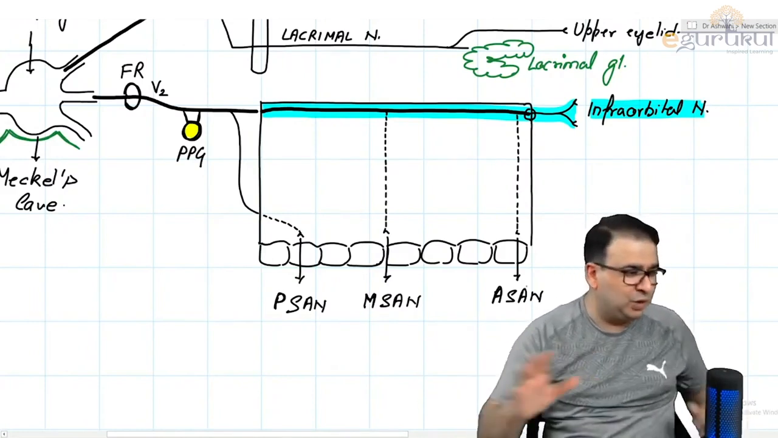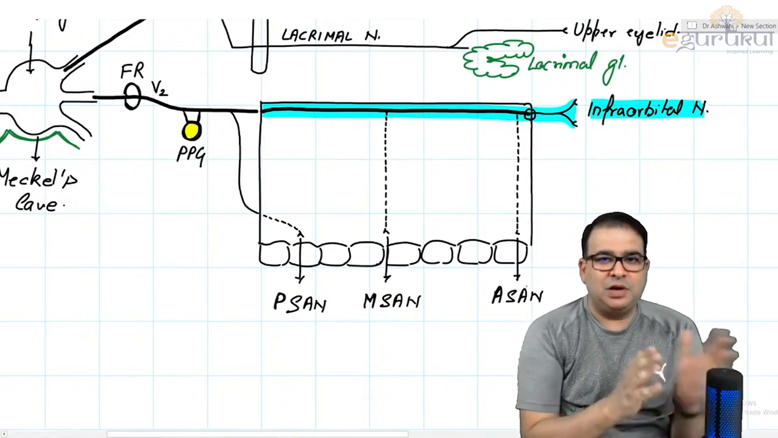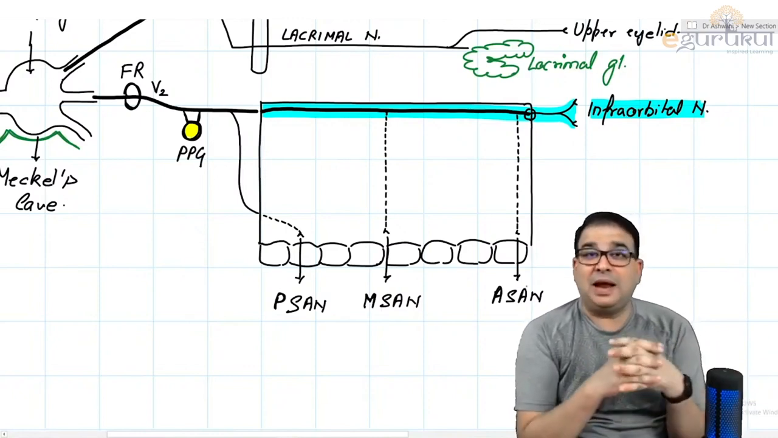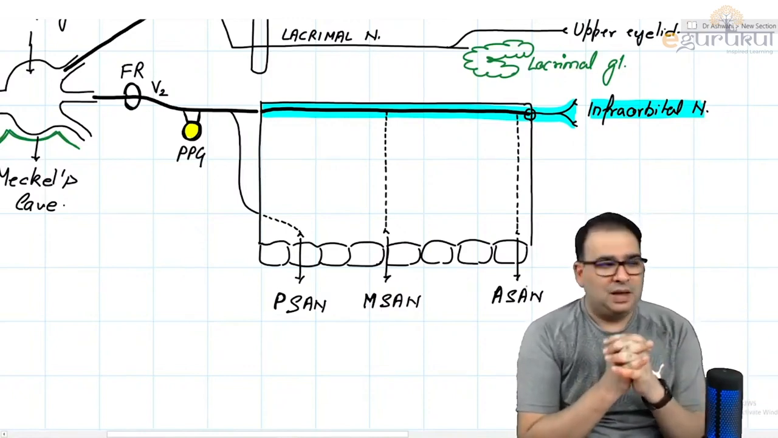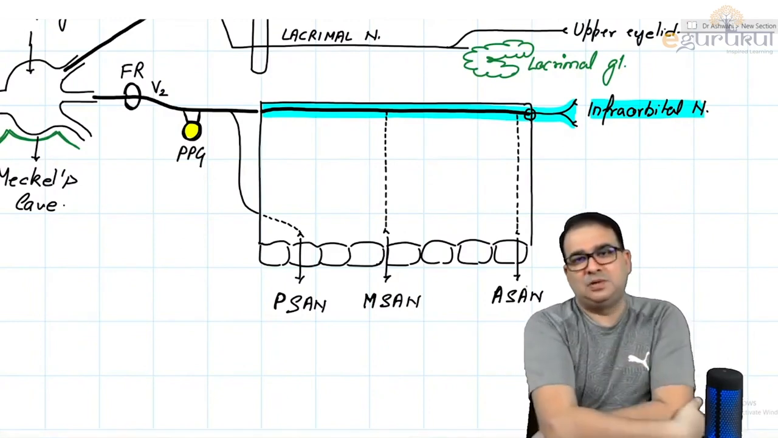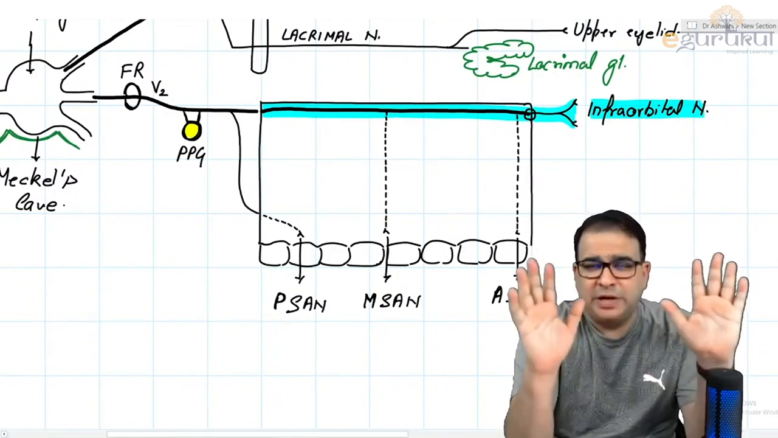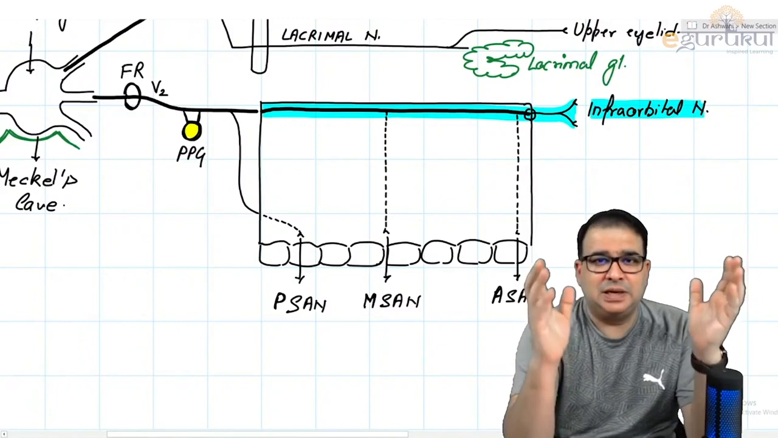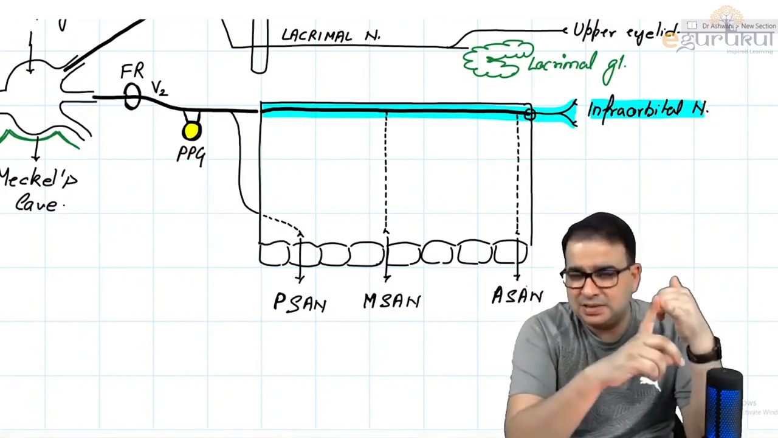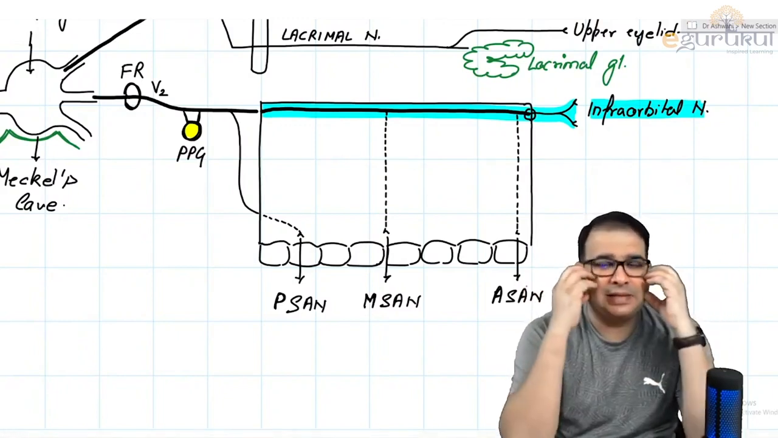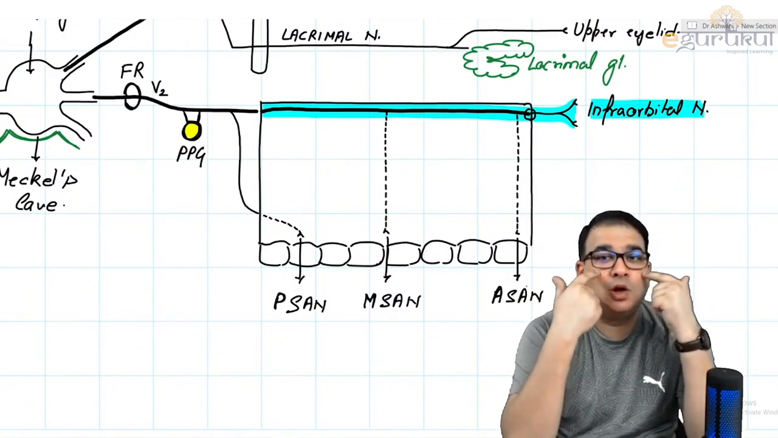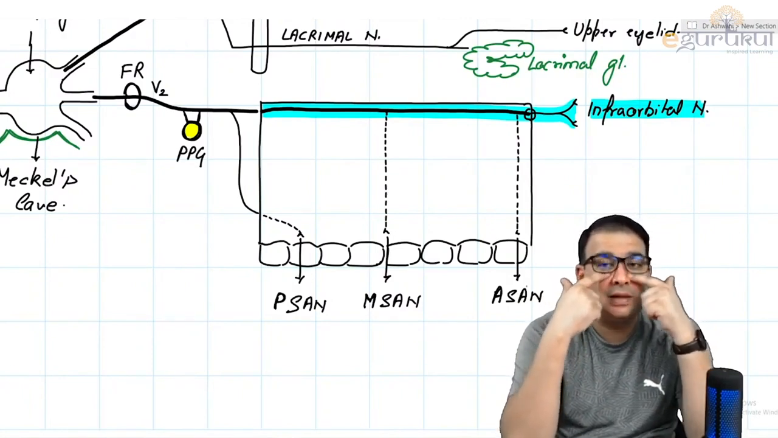Make sure you write the whole thing. Posterior superior alveolar nerve, middle superior alveolar nerve, and anterior superior alveolar nerve. That's all we need to know about the maxillary. So the maxillary nerve basically is supplying the maxillary air sinus. It is coming out to supply the skin also. The infraorbital nerve is supplying the skin.